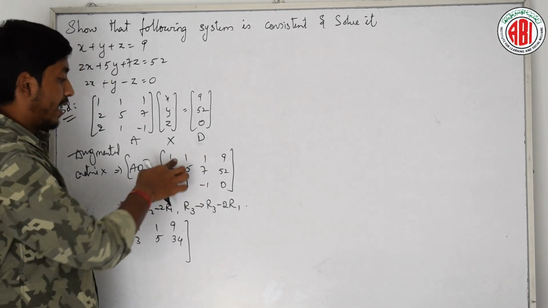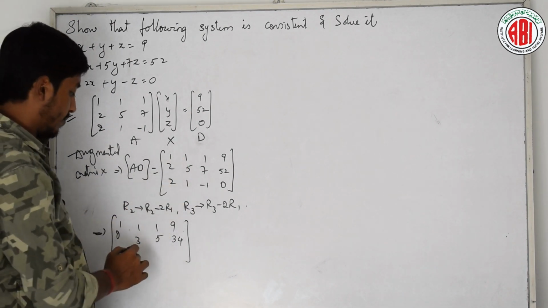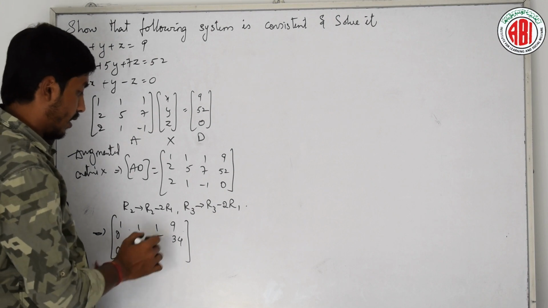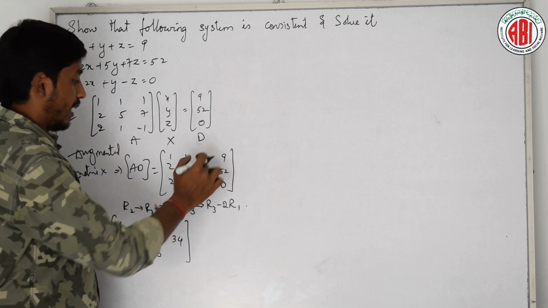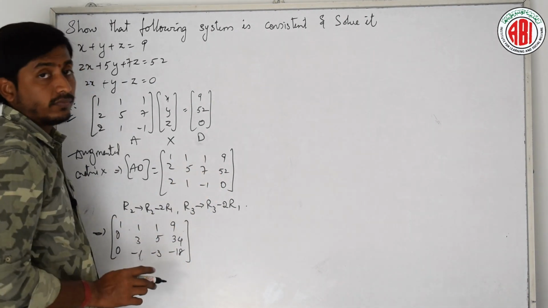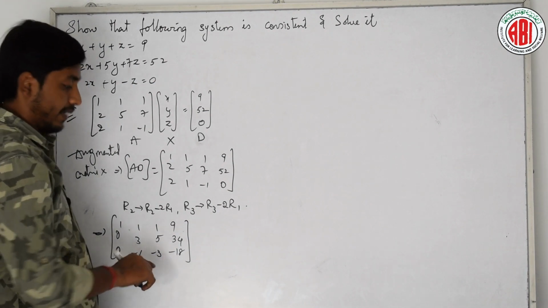And again R3 minus 2R1. 2 minus 2 is 0. 1 minus 2 is minus 1. Okay. Here minus 1 minus 2 is minus 3. 0 minus 18 is minus 18. Is it right? This is the augmented matrix.